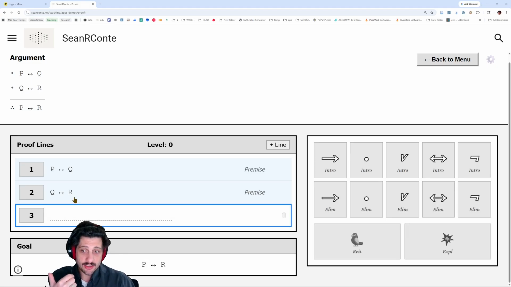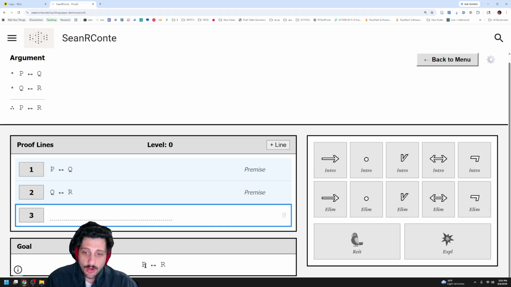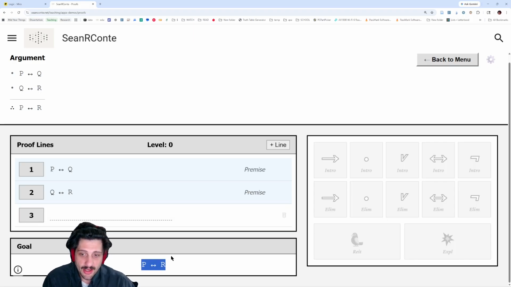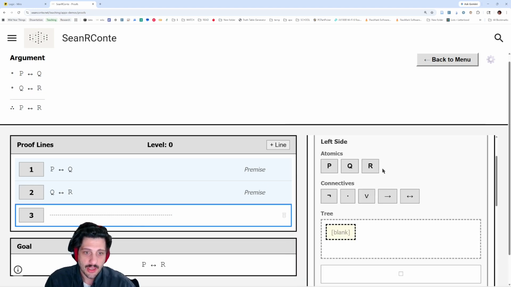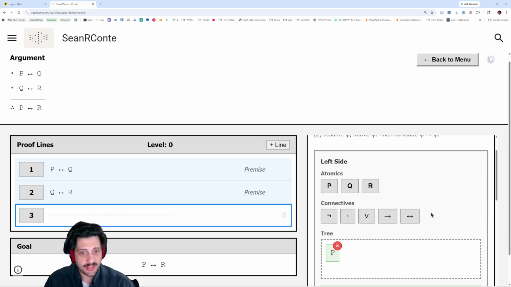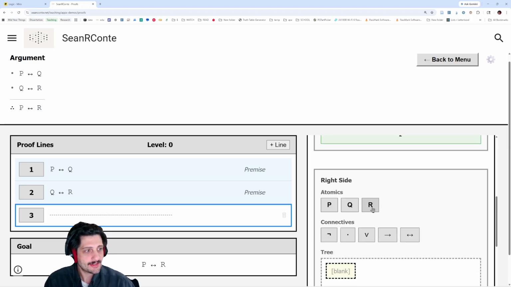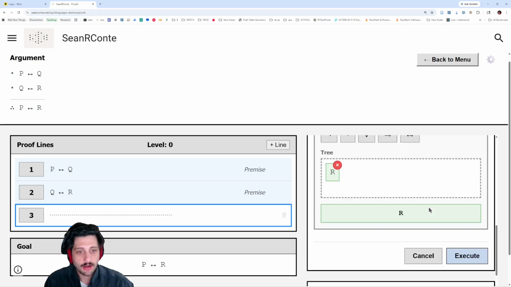Can I do a biconditional elimination? Well, no, because I don't have either the left or right side of either of these statements. So they're impenetrable in a sense right now. What I need to do if I'm going to prove this biconditional is say, okay, biconditional intro. The left-hand side is P. The right-hand side is R.